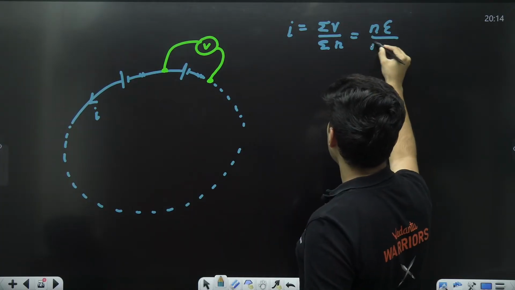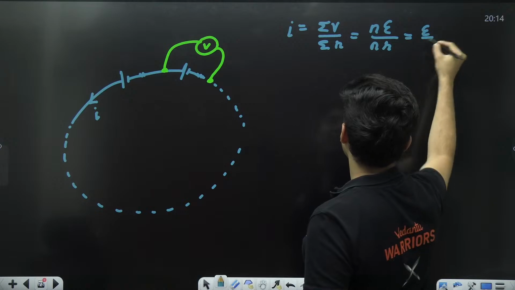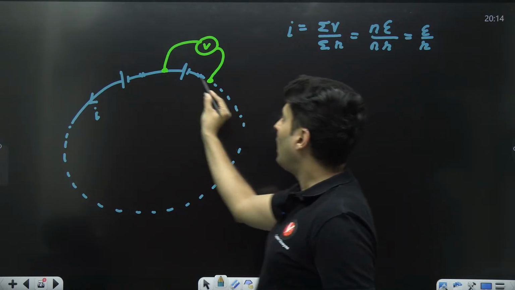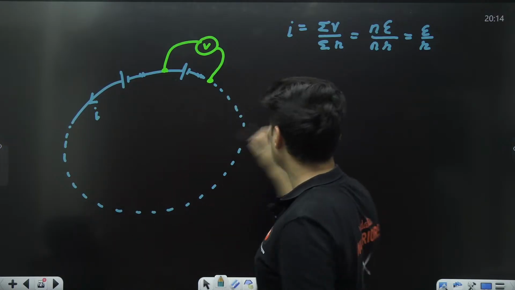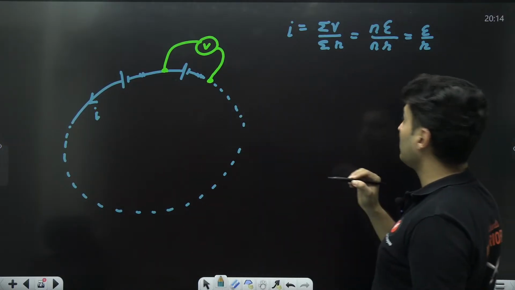Total resistance will be N times R, so the current will be basically E by R. All the batteries are in series, helping each other, so the voltages will add and the resistances will also add.